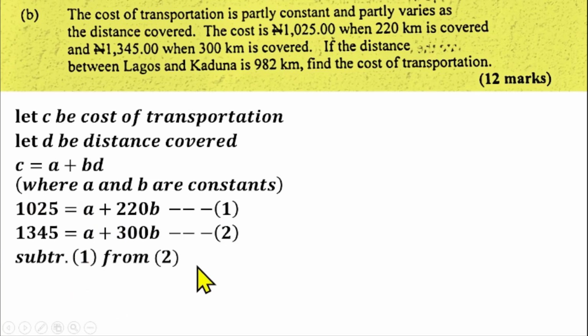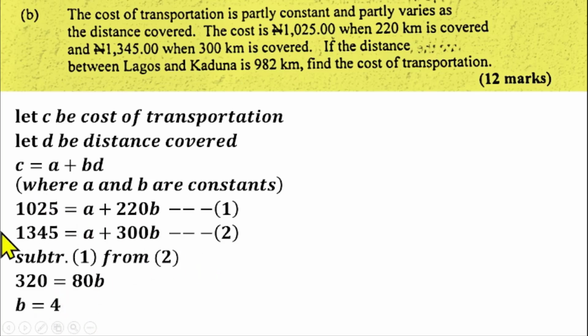So subtract 1 from 2, we have 1345 minus 1025. That should give us 320. A minus A is 0, then 300B minus 220B will give us 80B. So divide both sides by 80 to find our B. 320 divided by 80 will give us 4. So that means B is 4.